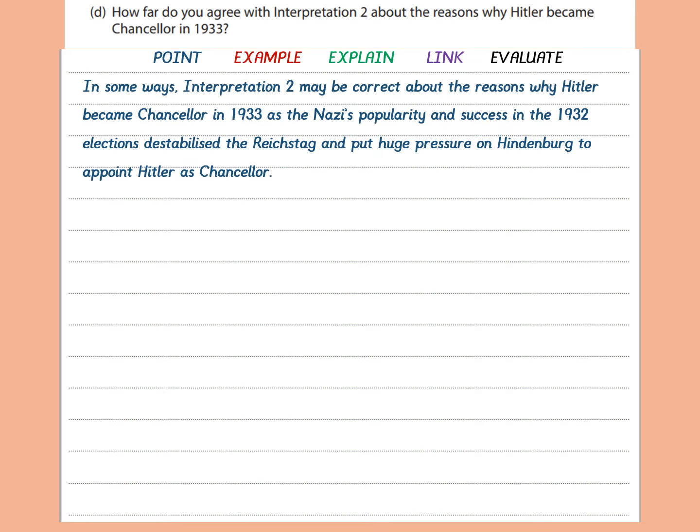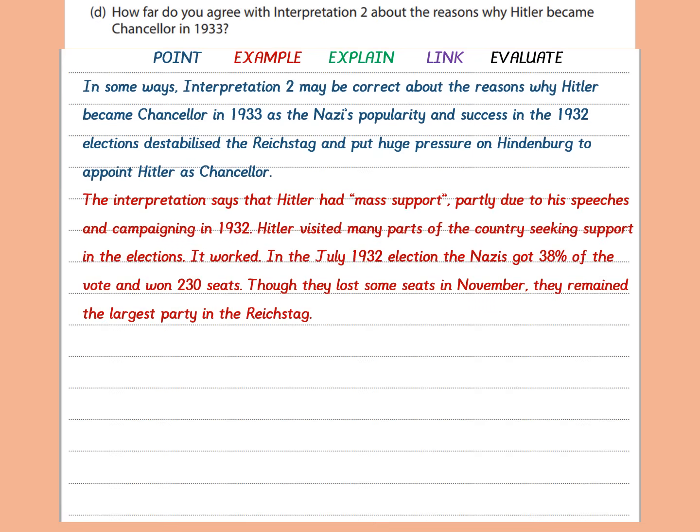In some ways, interpretation 2 may be correct about the reasons why Hitler became Chancellor in 1933, as the Nazis' popularity and success in the 1932 elections destabilised the Reichstag and put huge pressure on Hindenburg to appoint Hitler as Chancellor. This interpretation says that Hitler had mass support, partly due to his speeches and campaigning in 1932. Hitler visited many parts of the country, seeking support in the elections. It worked. In the July 1932 election, the Nazis got 38% of the vote and won 230 seats. Though they lost some of the seats in November, they remained the largest party in the Reichstag.